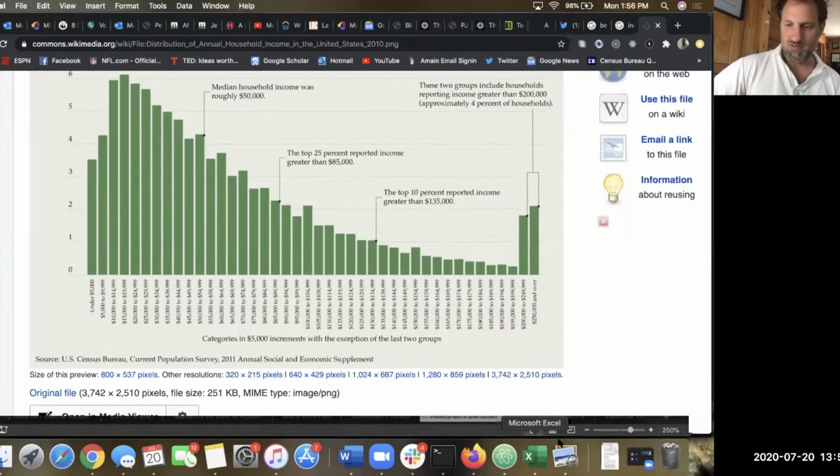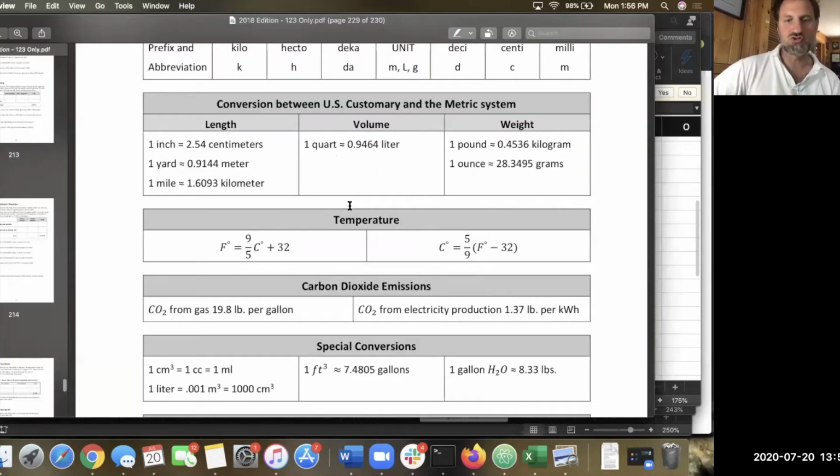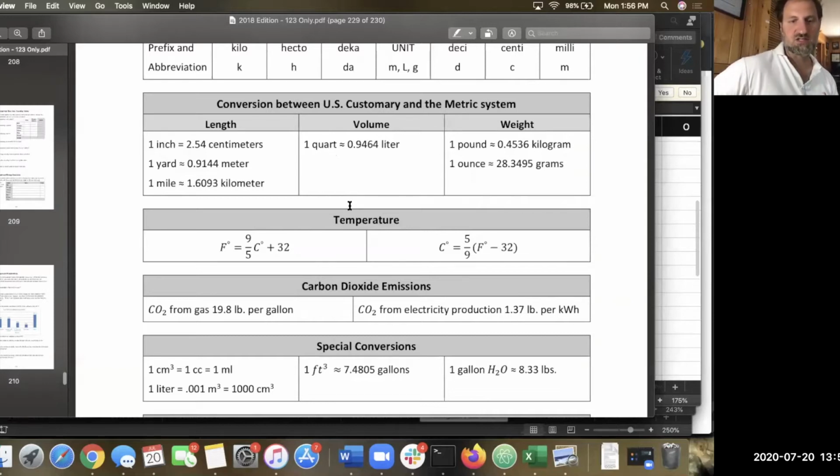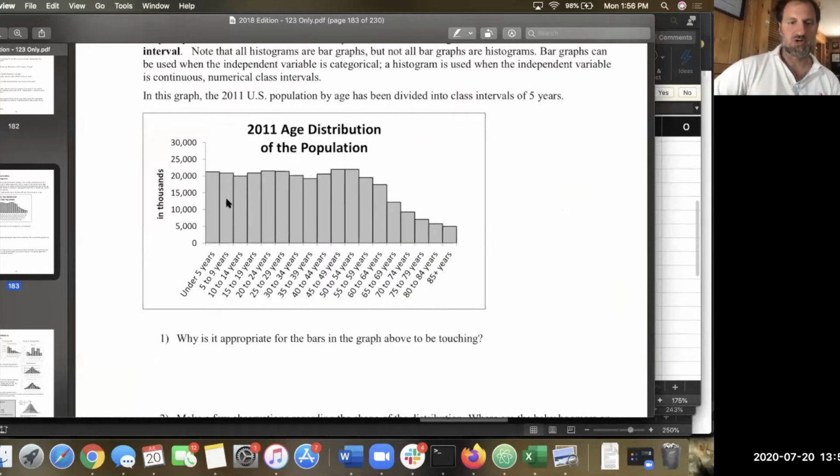So page 183 is the beginning of this section. And it just introduces you to the idea of this histogram. This is a histogram. The bars are all touching, and the x-axis is in ranges of years. That's kind of the really two important details about a histogram.